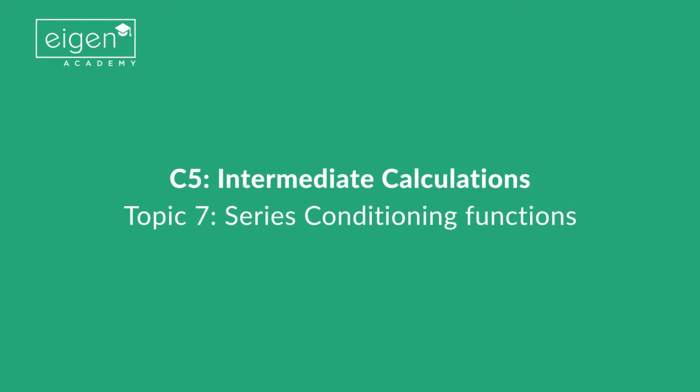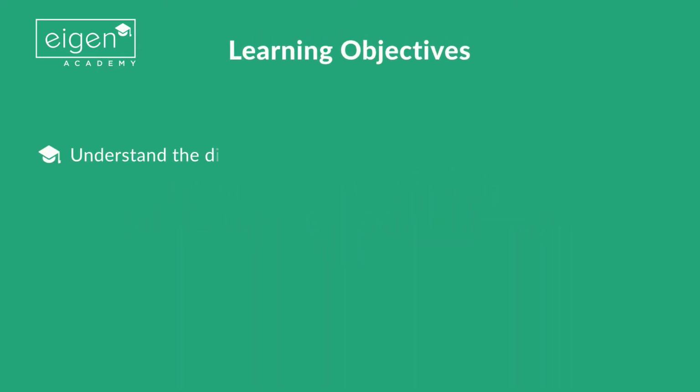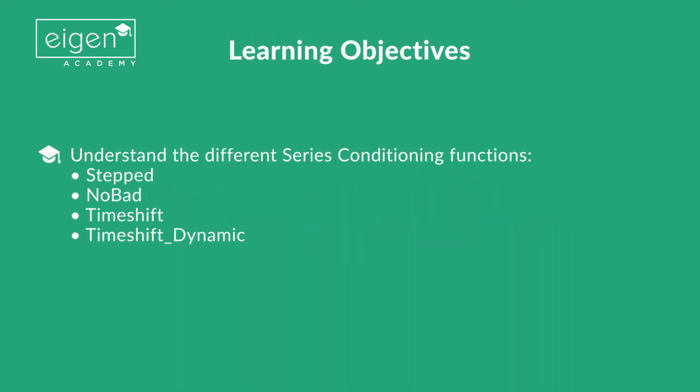Lesson C5, Intermediate Calculations, Topic 7, Series Conditioning Functions. The learning objectives for this topic are to understand the different series conditioning functions, which are stepped, no-bad, time shift, and time shift dynamic.